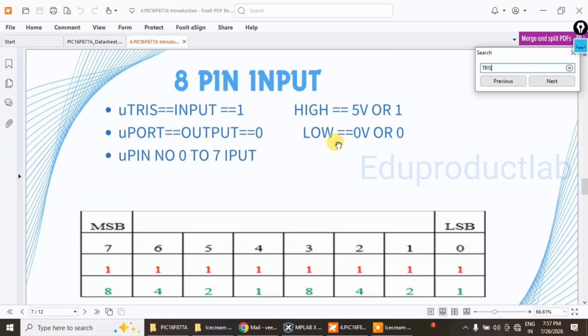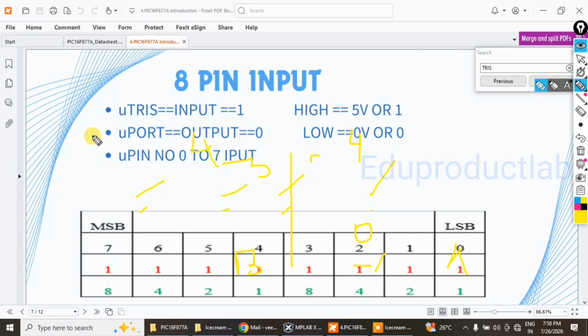By the end of this video, you will learn how to configure input direction. Before we start, please configure to input direction. This minus here is a mistake in the PPT. So you can configure TRIS as input. TRIS means input direction or output direction.